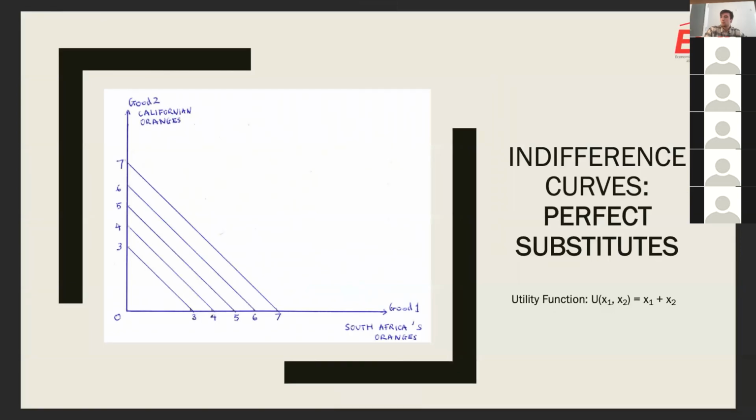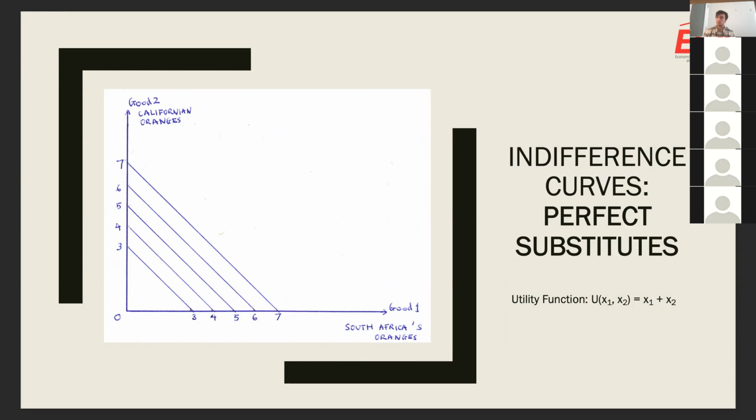We're going to go over some of the special cases, quote unquote, when it comes to indifference curves. The first being perfect substitutes. For example, in this case, we have Californian oranges and South African oranges. I do not know if there's a difference between these two. I'm going to assume that there's not, because that would back up the example, but we are going to make the assumption that these oranges taste exactly the same. So the consumer does not care which type of orange they get.